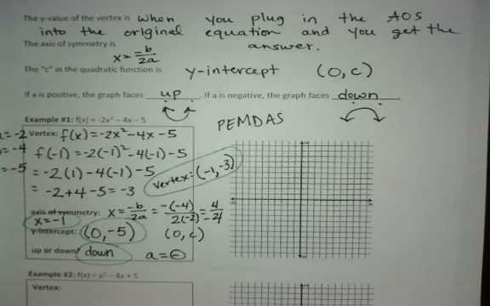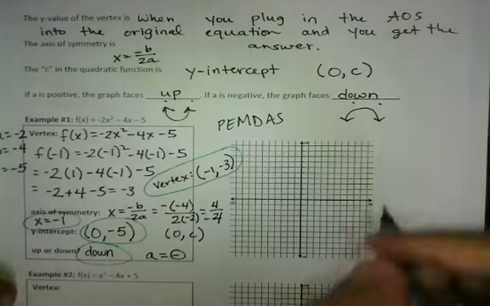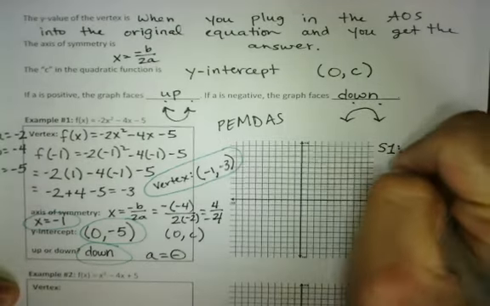F of x is just another way of saying y. It's saying the function with respect to x. So f of x is the same thing as saying y equals, and it just tells you what we're plugging in. Okay, good question.